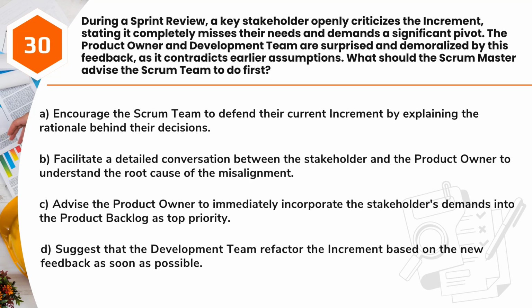A. Encourage the Scrum team to defend their current increment by explaining the rationale behind their decisions. B. Facilitate a detailed conversation between the stakeholder and the product owner to understand the root cause of the misalignment. C. Advise the product owner to immediately incorporate the stakeholder's demands into the product backlog as top priority. D. Suggest that the development team refactor the increment based on the new feedback as soon as possible.